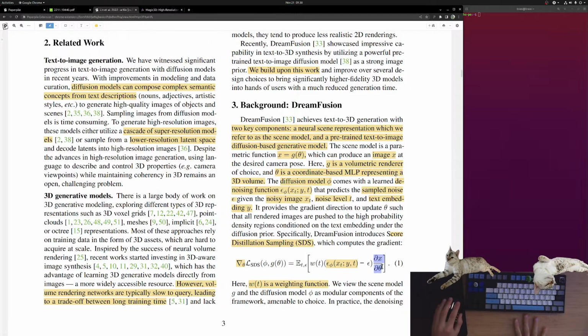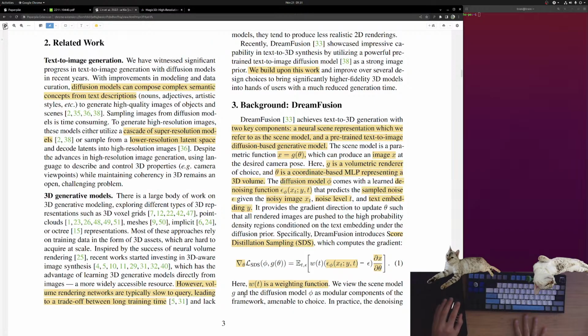dx d theta. So the derivative of the image x, the final image, with respect to theta. This is how this becomes a gradient. If this was just LSDS, then we wouldn't have this dx d theta term. But the fact that they have the gradient of theta here is why they add the dx d theta here.